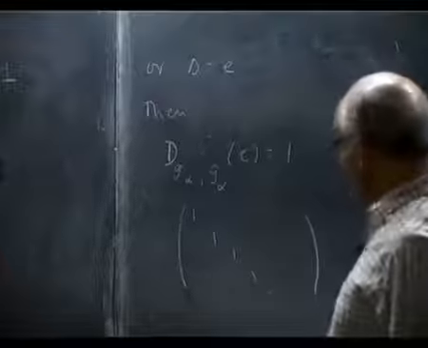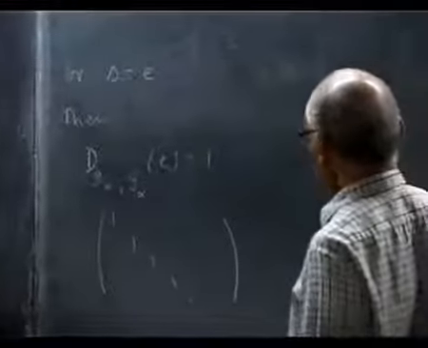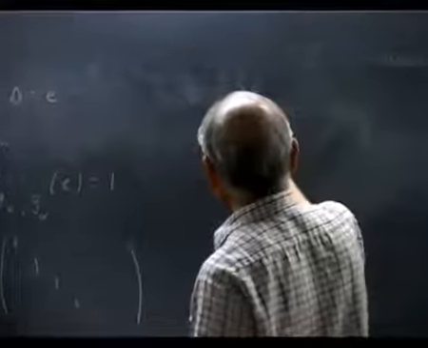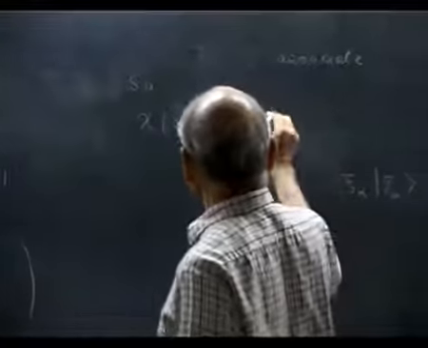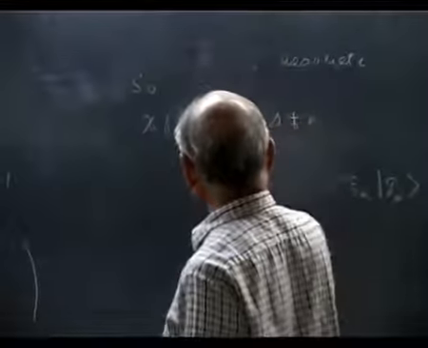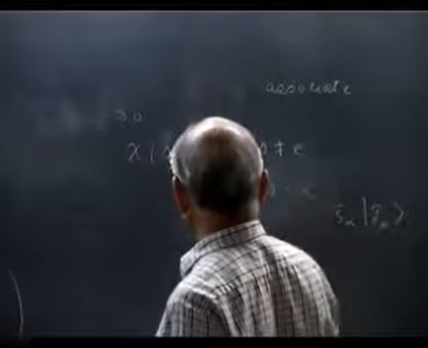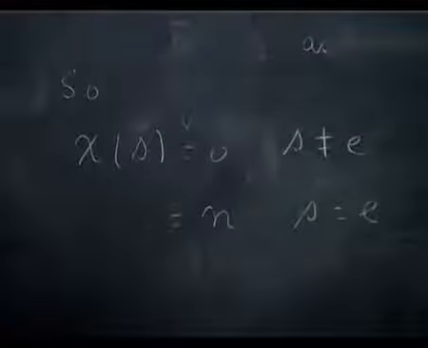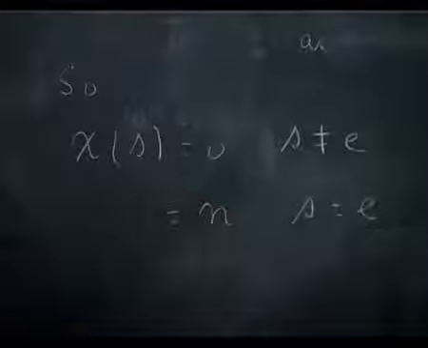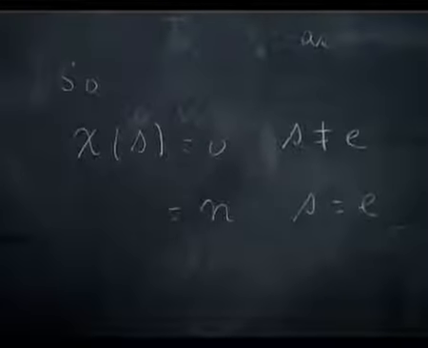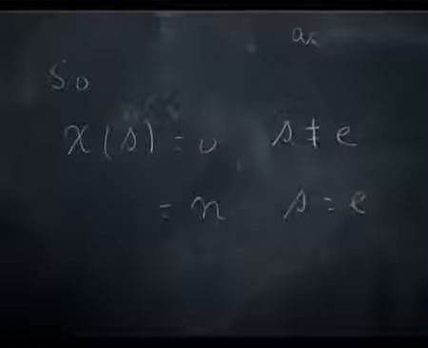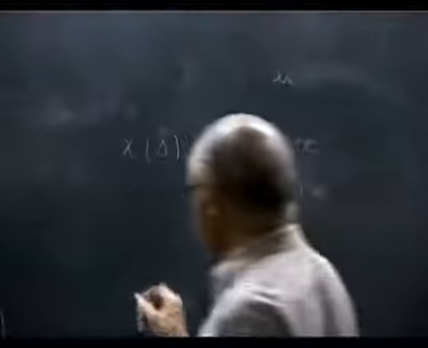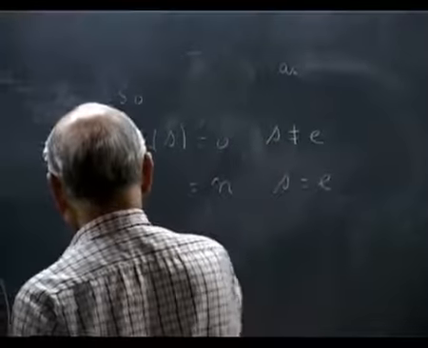So if we take the trace, the character of S is 0 if S is not equal to identity, and equal to n if S is equal to identity. This is a very important result. So consider, okay.